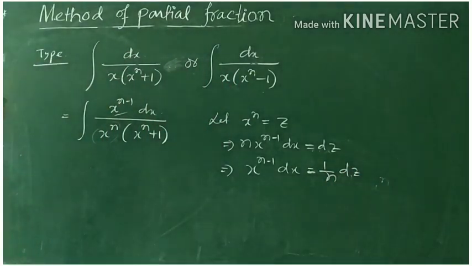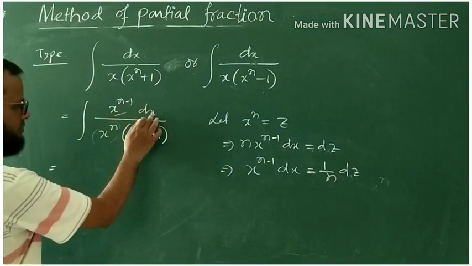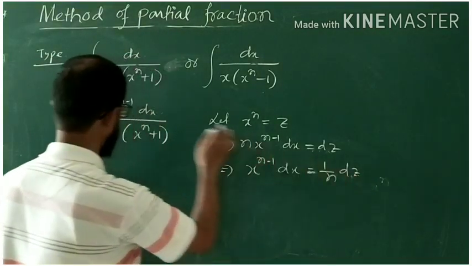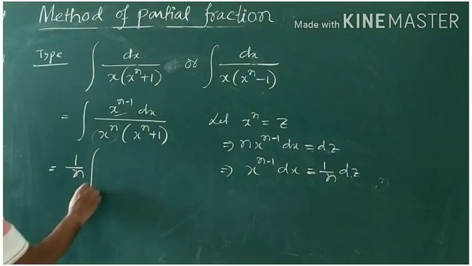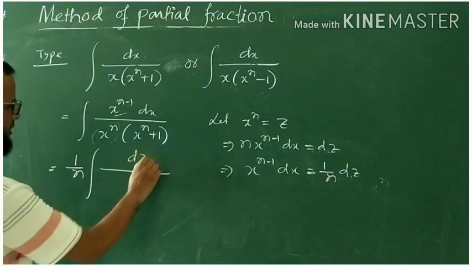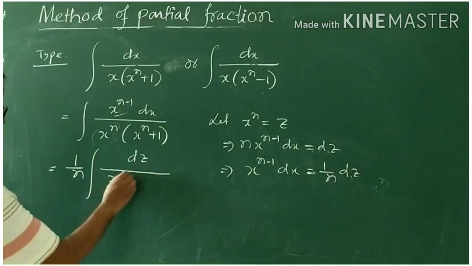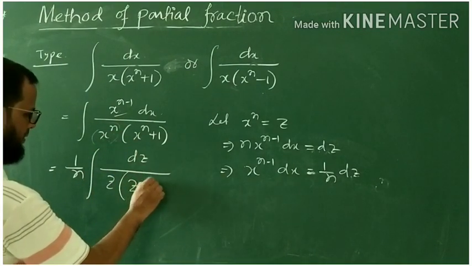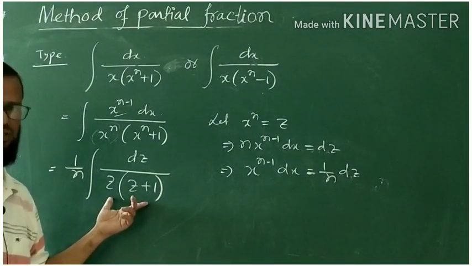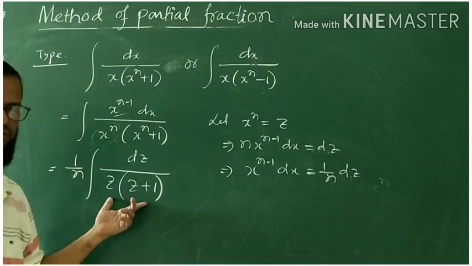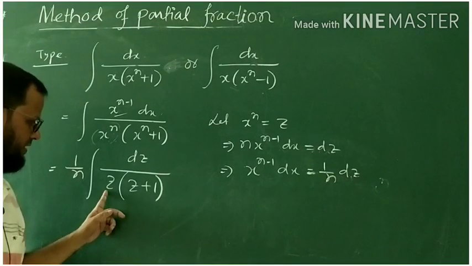Yes, so these are simple steps. So 1 by n, जब x to the power n minus 1 dx इस जगह में 1 by n dz लिखेंगे तो 1 by n बाहर आएगी. So what will remain in the numerator? It will be dz, and in the denominator z and z plus 1. So here I am going to use a very interesting fact, a short trick. This is z plus 1.